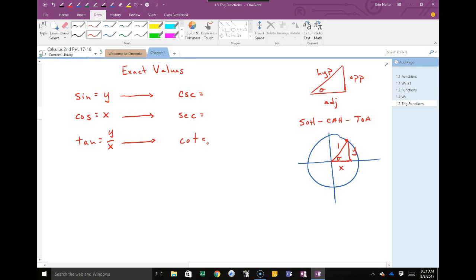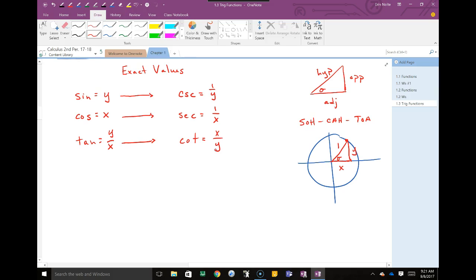Okay, and then our reciprocal functions just literally come from the reciprocals of the previous. So what is cosecant equal to? 1 over y. So you just flip your y. What about secant? 1 over x. And cotangent? Very good.